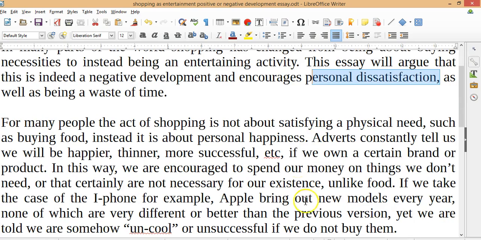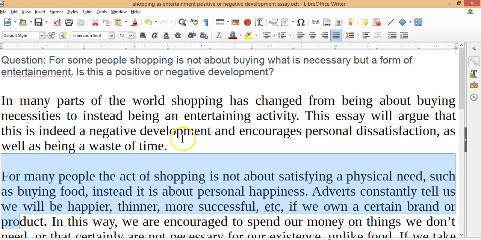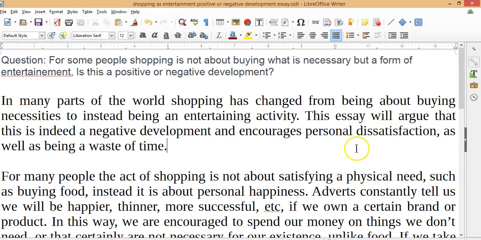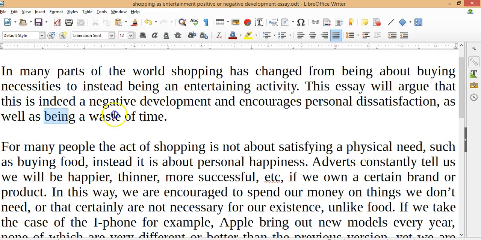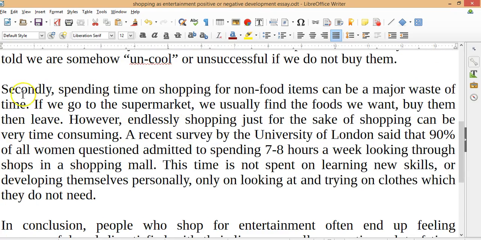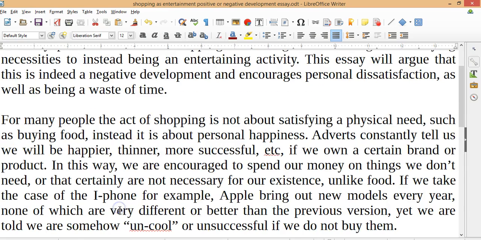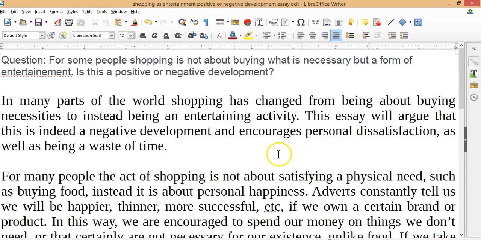main idea 1 for paragraph 2, "personal dissatisfaction, and it's also a waste of time." That's my main idea for paragraph number 3. Okay, so just a couple of sentences, that's all that you basically need. Restate the question. Say, do you think it's positive or negative? And briefly mention what you're going to be talking about.